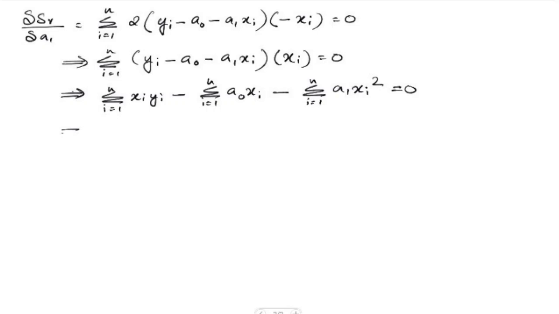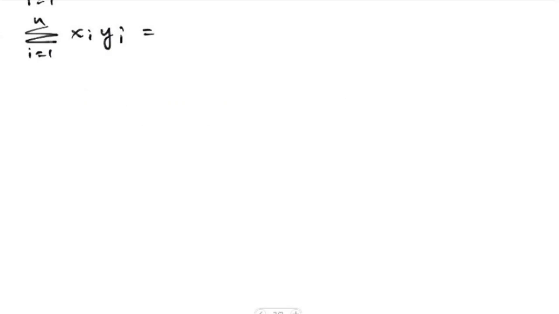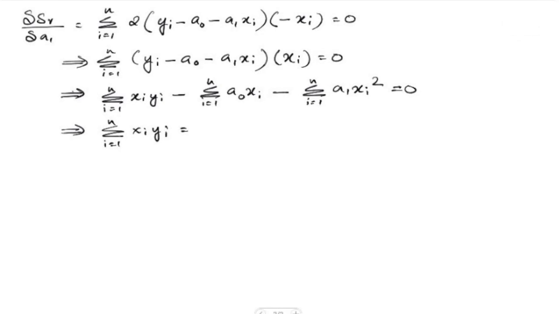So writing it in a more simplified way, you can write it as the summation of i equal to 1 till n of xi yi is equal to, taking these two terms on the other side, which are the a0 term and the a1 term, like we did in the previous equation, we'll take the constant a0 outside, times the summation of i equal to 1 till n of xi, plus a1, which we can also take outside, times the summation from i equal to 1 till n of xi squared.